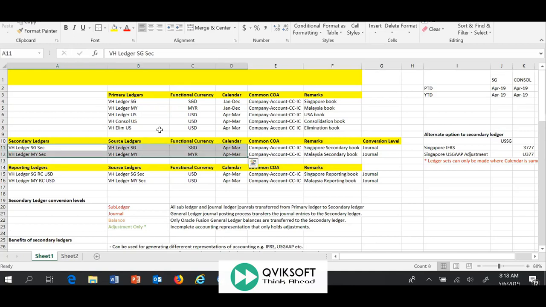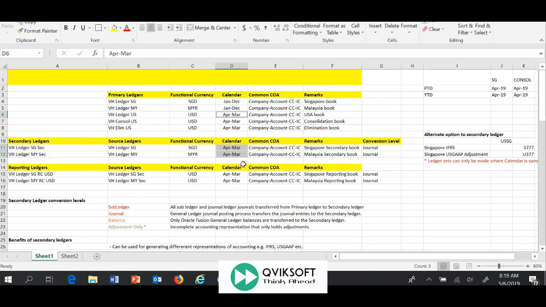So whatever transaction I do in the Singapore book will move to my Singapore secondary book. Because my calendar is different in this book, it will automatically help me align with my consolidation calendar. So we're simplifying things here. Now in my secondary, I can do conversion at journal level. I will talk about conversion levels shortly. So this is my secondary book in this calendar. Once I get this secondary book, if I take this book and this book, my consolidation becomes very simple.